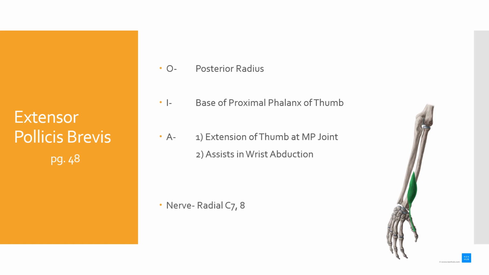Extensor pollicis brevis, origin, posterior radius. Insertion, base of proximal phalanx of thumb. Two actions include extension of thumb at MP joint, and it also assists in wrist abduction.